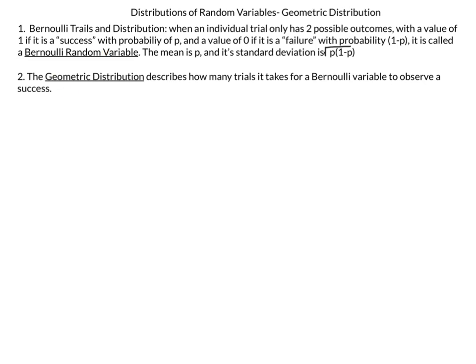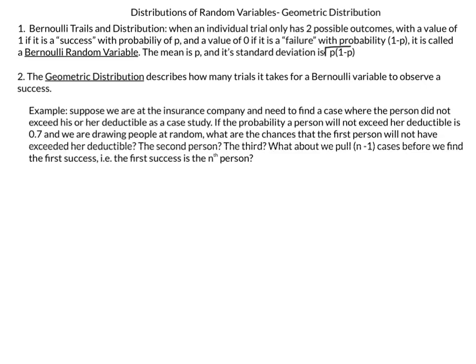Next, we define the geometric distribution, which describes how many trials it takes for a Bernoulli variable to observe a success. The example we had, I believe in our overview slide, is suppose we were at an insurance company and need to find a case where the person did not exceed his or her deductible as a case study. If the probability a person will not exceed their deductible is 0.7, and we are drawing people at random, what are the chances that the first person will not have exceeded her deductible? What about the second, the third? And what if we pull n minus 1 cases before we find the first success, i.e. the first success is the nth person?